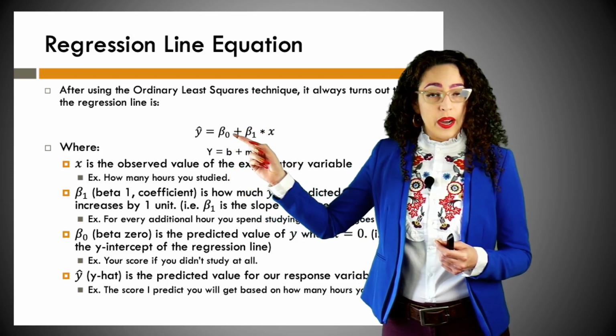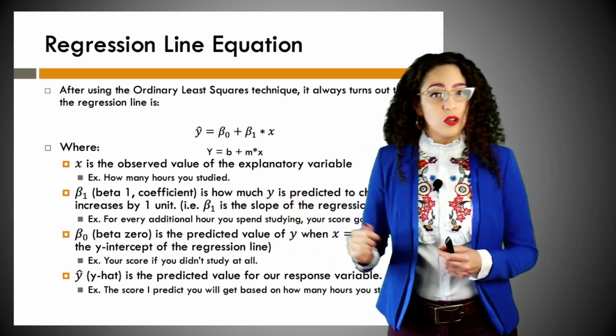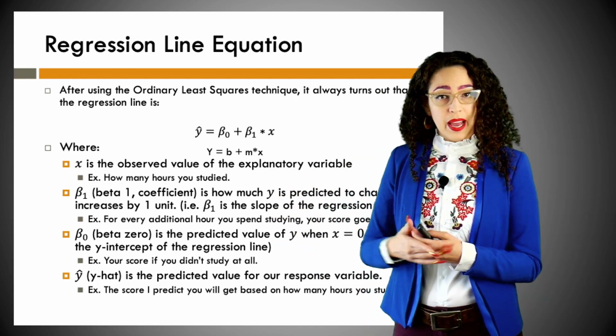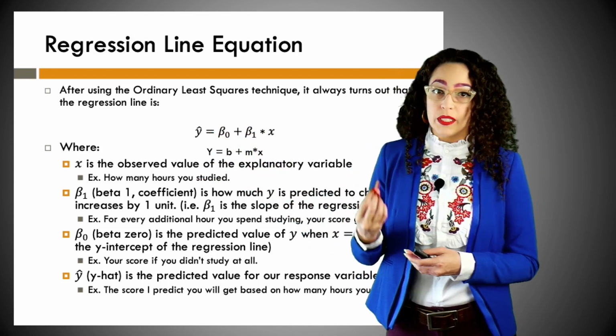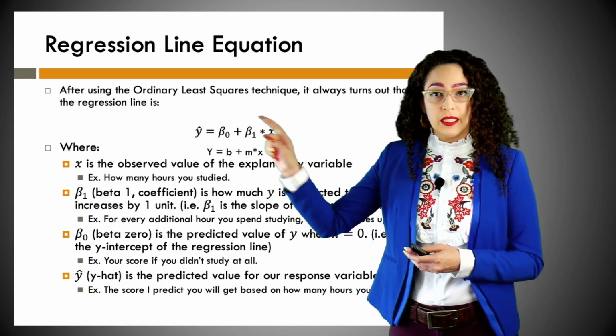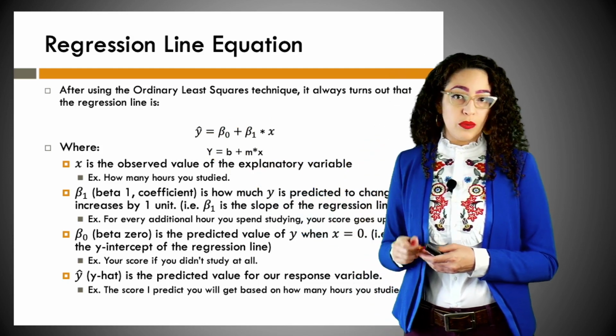So this, again, is the y-intercept. It's where the line crosses the y-axis. And then we have our y-hat, which is the predicted value. This is what we are predicting based on the number of hours you studied. This is how many questions we expect you to get correct.